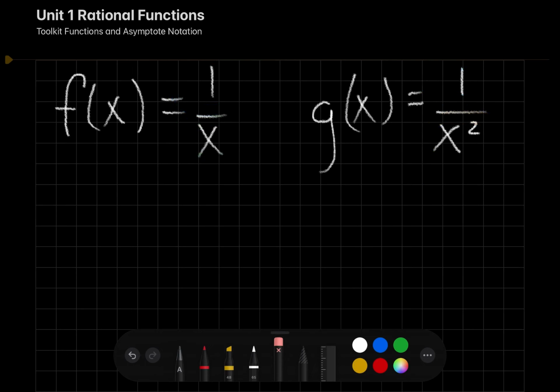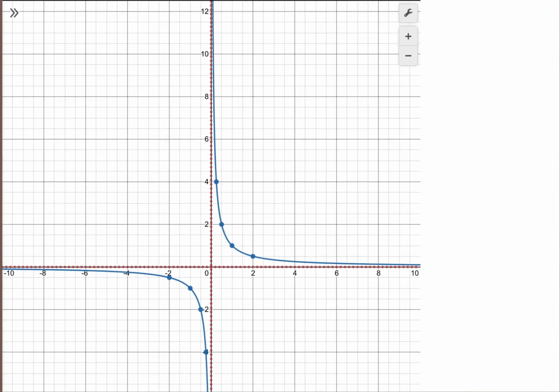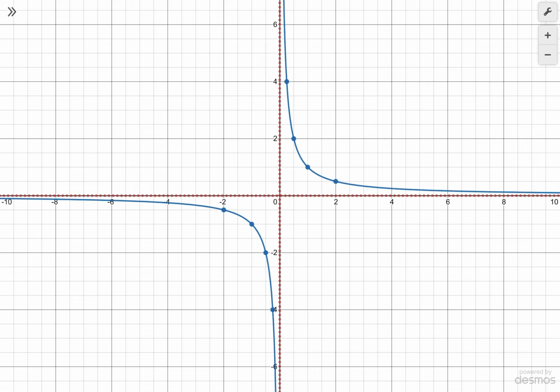So we have these rational functions here. And I think it's going to help us the most if I show you on Desmos and we can talk a little bit about these two functions. And I'm going to introduce to you some notation that's going to help us talk about them. And then we'll do some graphing. So here we have the reciprocal function.